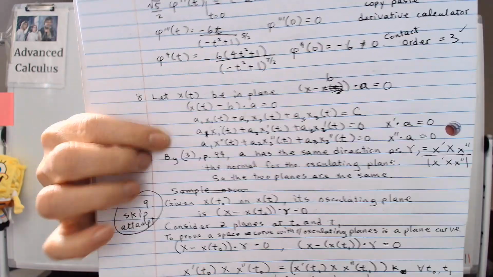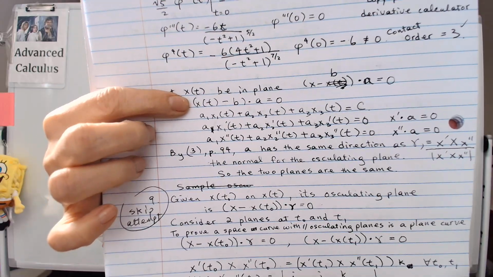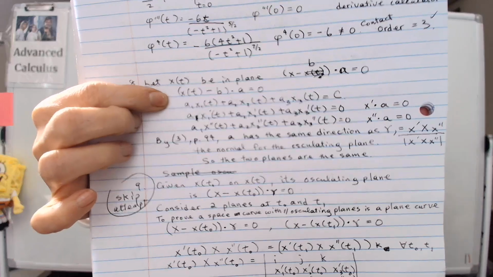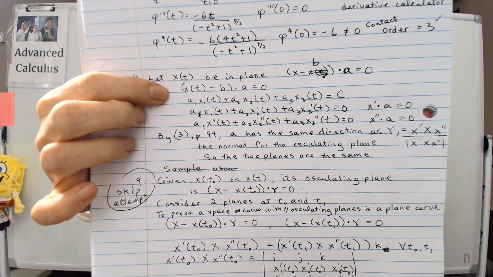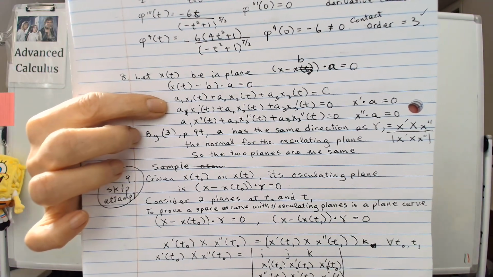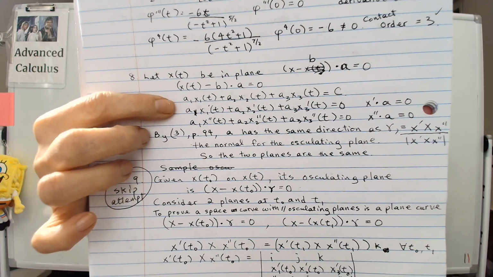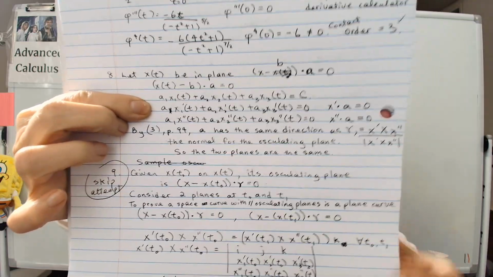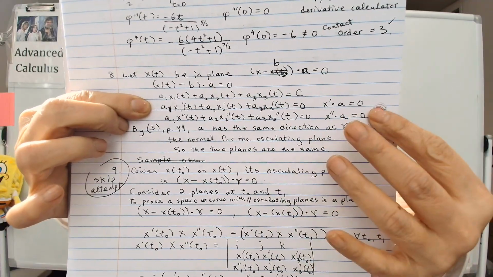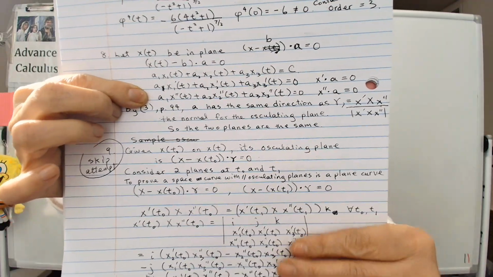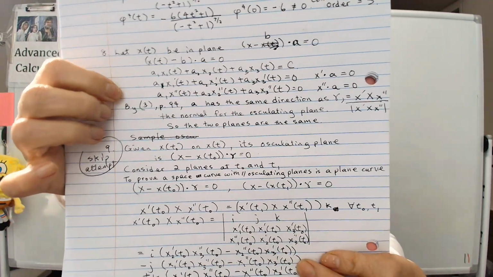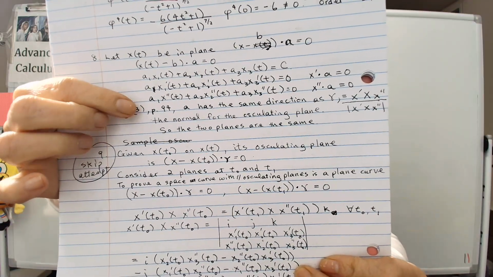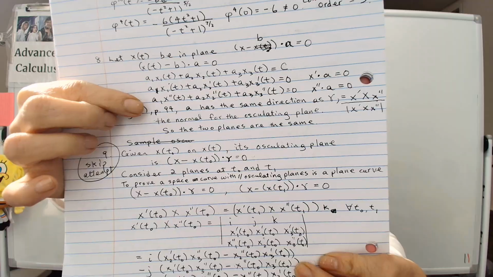That's fixed. And then, of course, if you plug the curve x of t in there, it will satisfy that equation, being that it is completely included in the plane, which means this equation is true, okay? And then we'll take the derivative of it, which gives us x prime dot a equal to 0. Similarly, x double prime dot a also equal to 0. So that means that a is perpendicular to x prime and x double prime.